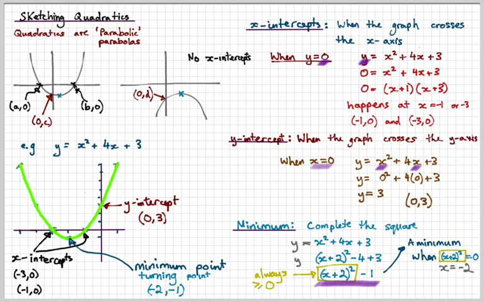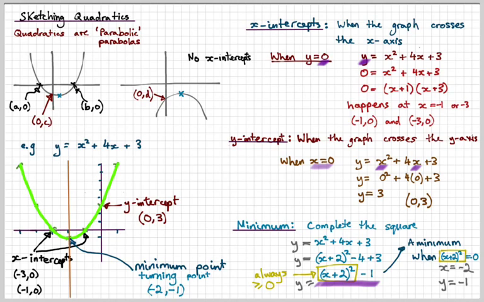Now the graph itself is y equals x squared plus 4x plus 3. So the minimum y value, well, when x is minus 2, the box is 0, so y is equal to minus 1. Because if the box is 0, then the y value is just what's left over, which is minus 1. Okay. So our minimum point matches the minimum point on the plot.